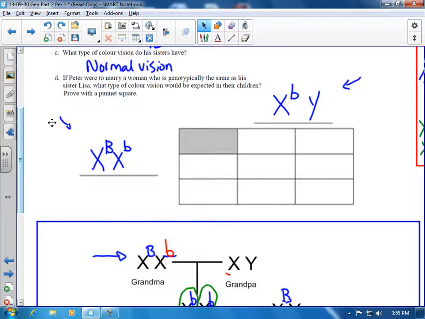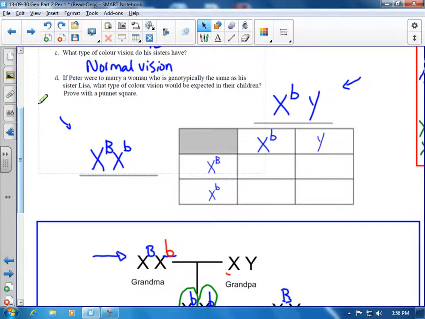We clearly have X little b that will separate away from the Y in meiosis, so that there are two different possible kinds of sperm here. And we would see that in the girl, meiosis would yield two different kinds of eggs, the X big B egg and the X little b egg.